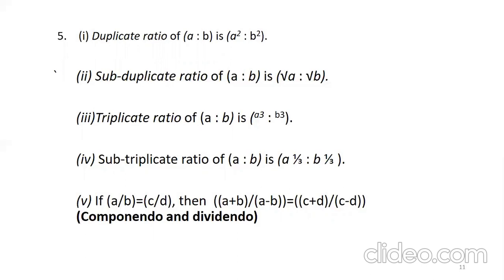Now fifth one, if A by B is equal to C by D, then A plus B divided by A minus B is equal to C plus D divided by C minus D. Componendo and dividendo rule, you know that.